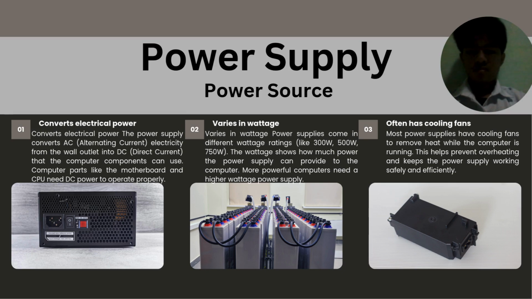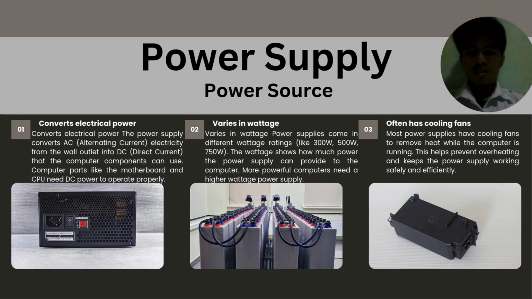Power supply. Here's a sample explanation of the power supply. Number 1, converts electrical power. The power supply converts AC, or alternating current, electricity from the wall outlet into the DC, direct current, that the computer components can use. Computer parts like the motherboard and CPU need DC power to operate properly.